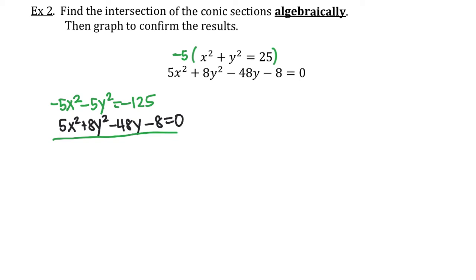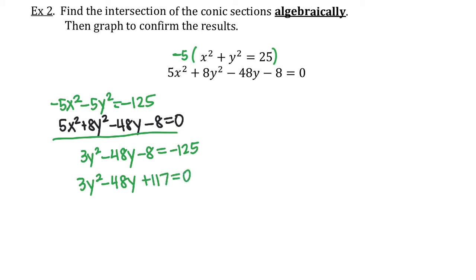Okay, the x squareds cancel. I get 3y squared. Okay, let me put this in standard form. Okay, and then I'll add the 125 over to the left side. Okay, now I think that I can factor out a 3.